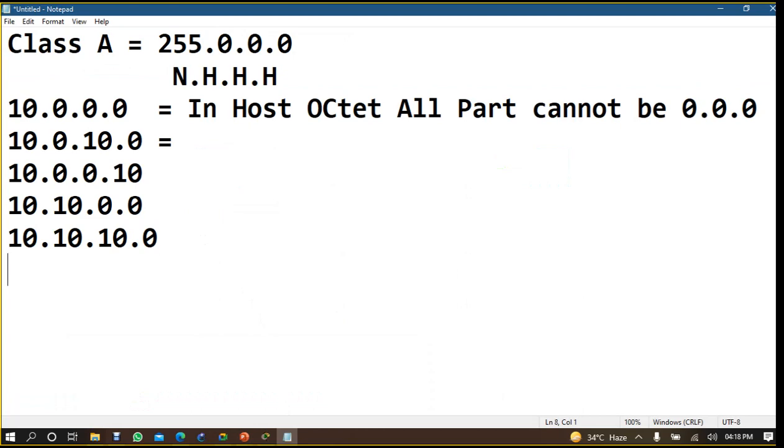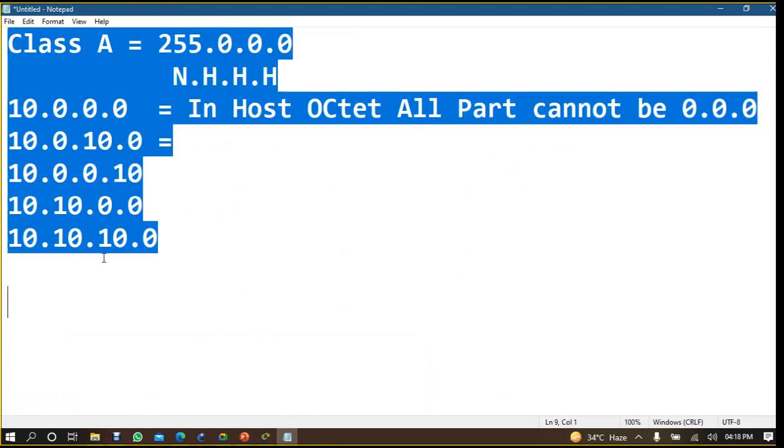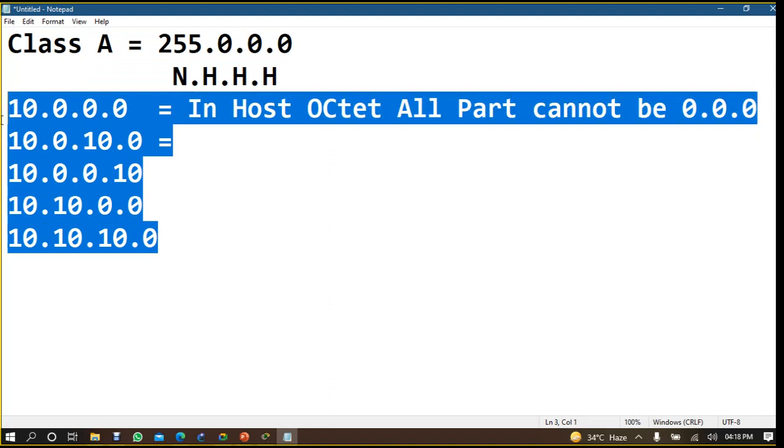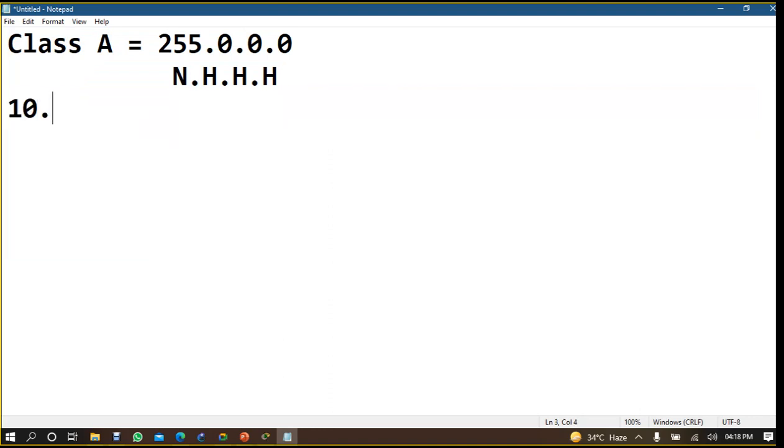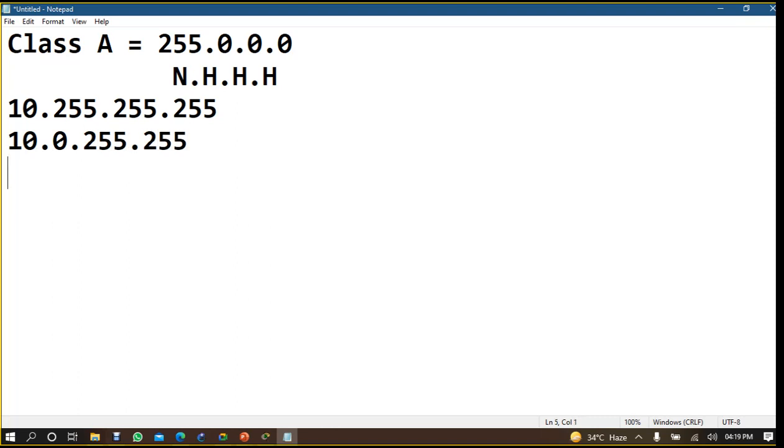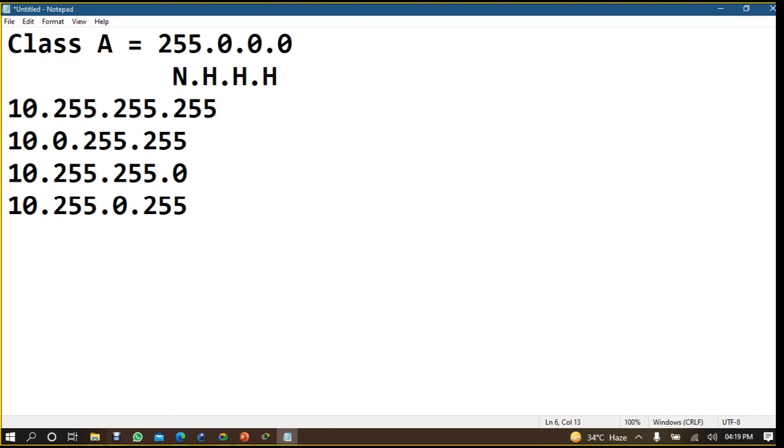This is the first option. The second option is saying that in the host area, all host octets cannot be 255 either, but you can use 10.0.255.255, no problem. 10.255.255.0, no problem. 10.255.0.255, any IP address, but always keep in mind the host part.